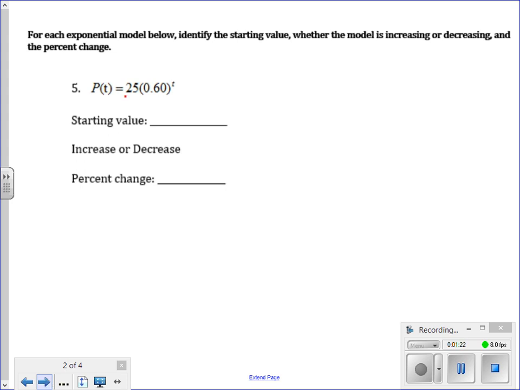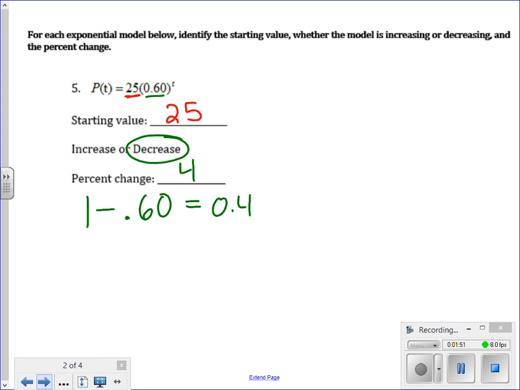Our starting value is the first number that shows up in our equation, which is 25 here. Now, because 0.6 is less than 1, we know that this exponential model is going to be decreasing. We need to figure out the percent change, though. So we talked in the notes about how if you're going to have a percent decrease, to find the change, you take 1 minus the value in the parentheses. Well, 1 minus 0.6 is 0.4, which is a 40% decrease.